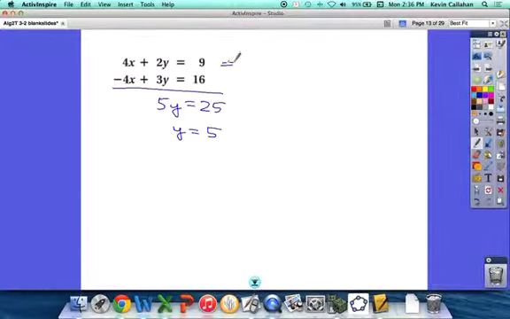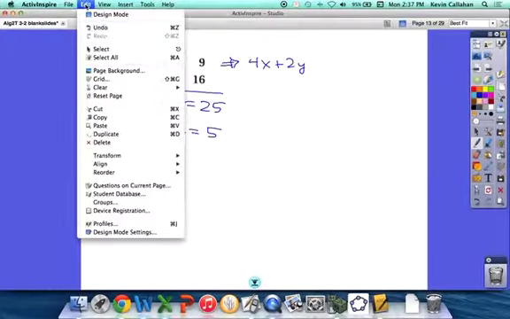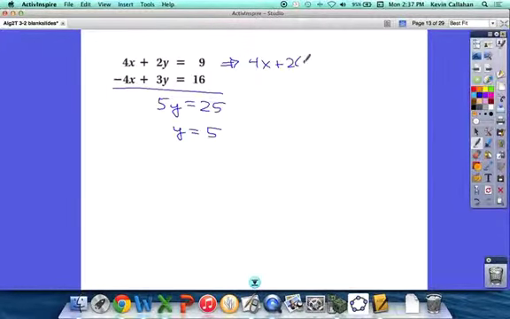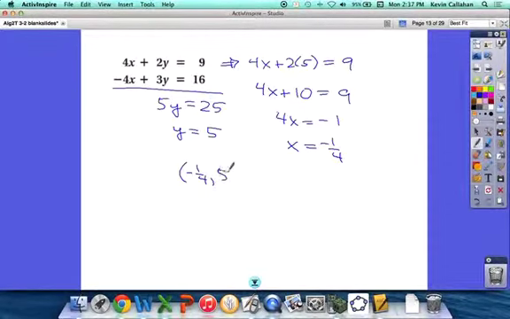So go up here and plug in 4x plus 2y, plus 2 times 5 equals 9. 4x plus 10 equals 9. 4x equals negative 1. X equals negative 1/4. So there's your point, right? Negative 1/4, 5.